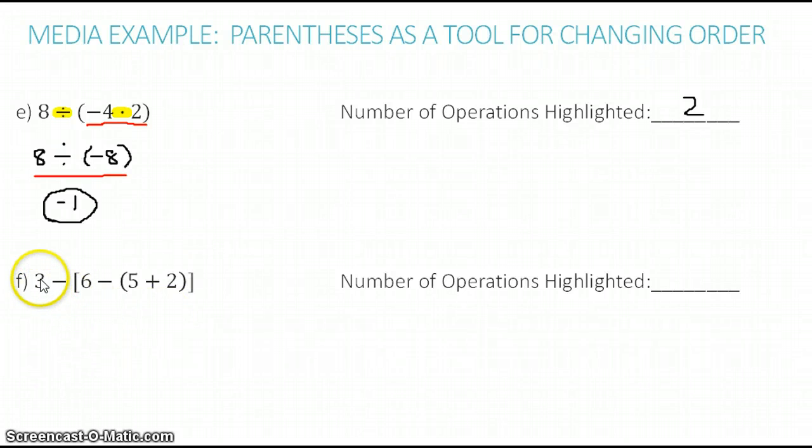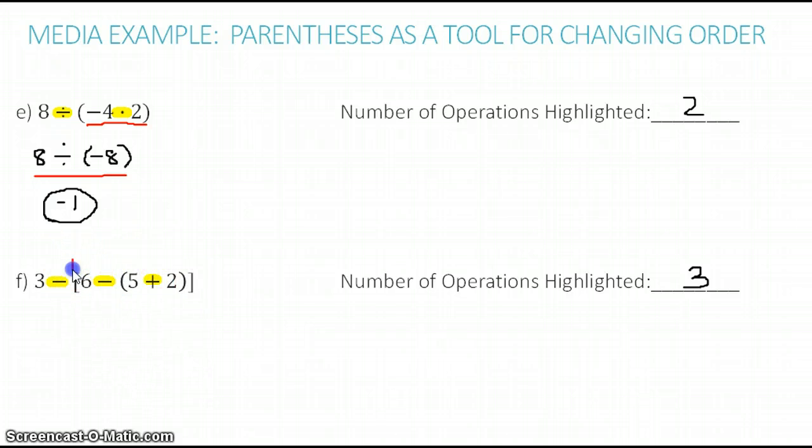Our last problem, 3 minus brackets 6 minus parentheses 5 plus 2. And then the parentheses and the brackets close. So we have 1, 2, 3 operations to perform. Okay. And here we have double nested parentheses. So we have parentheses inside brackets. And again, lots of times we use the brackets. They have the same meaning as parentheses, but we use it as an outer set of parentheses so we don't have too many of these parentheses symbols confusing us.